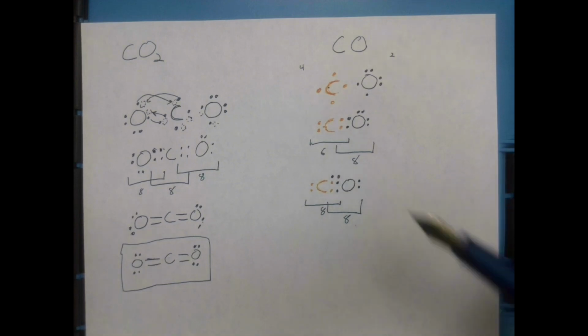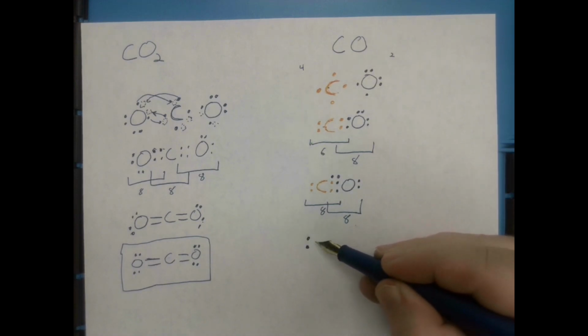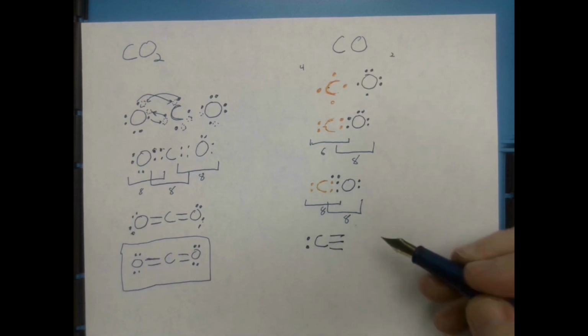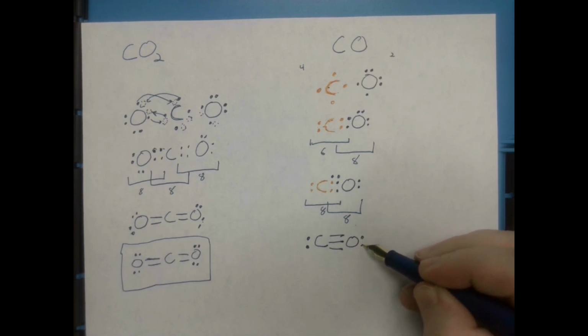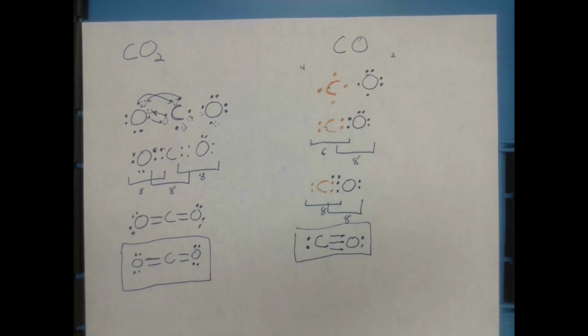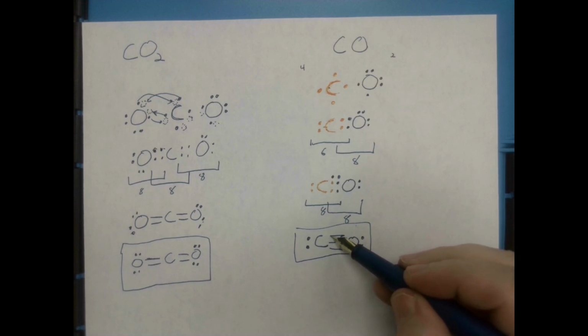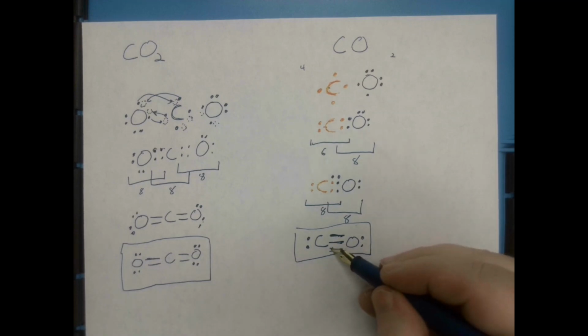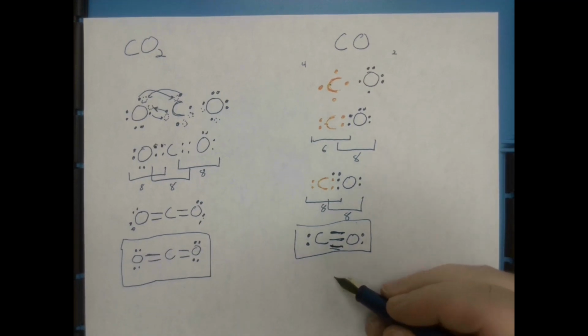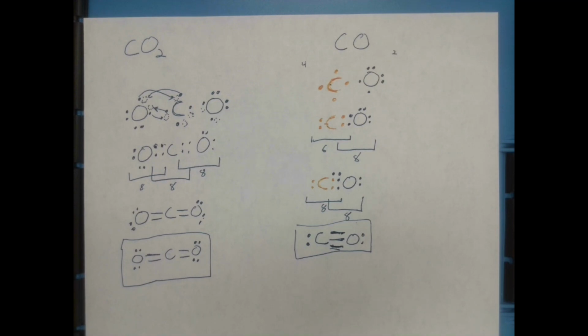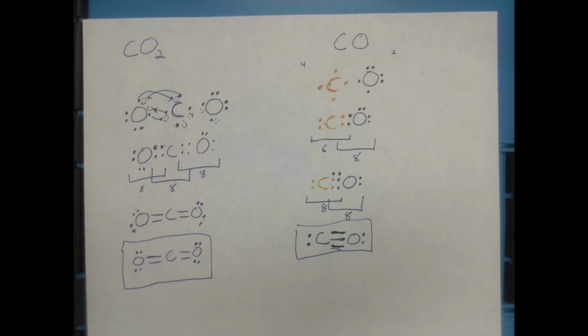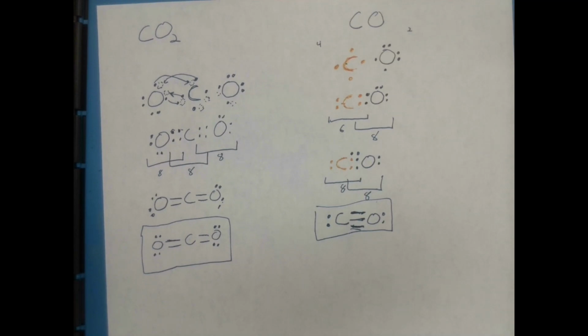And every 2 electrons being shared, we can replace with a straight line. So it's triple bonded. We call these straight lines a bond, by the way. Anyone get that? So that was a challenging one. Let's look at another one.